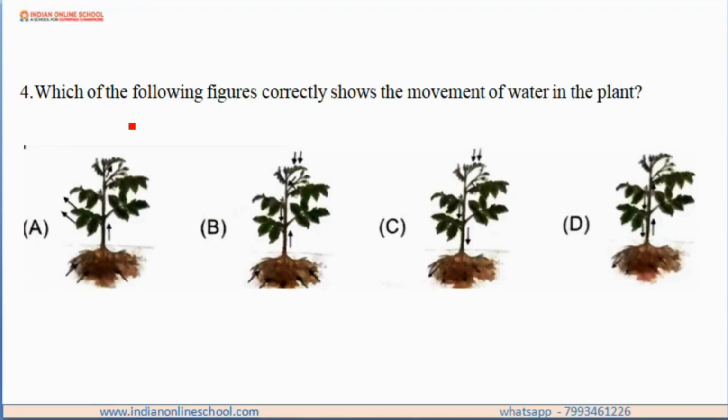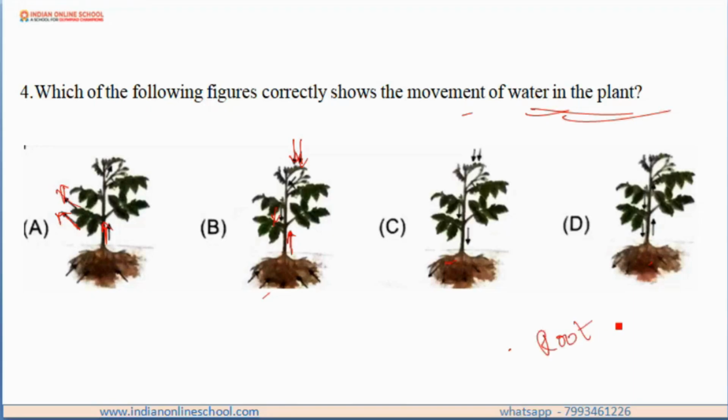The last question. Which of the following figures correctly shows the movement of water in the plant? Observe each and every picture and then answer. See the arrows, the direction of arrows in each and every option. We have to tell the movement of water in the plant. So how does the movement of water in the plant start? Where does it start? It starts with root.